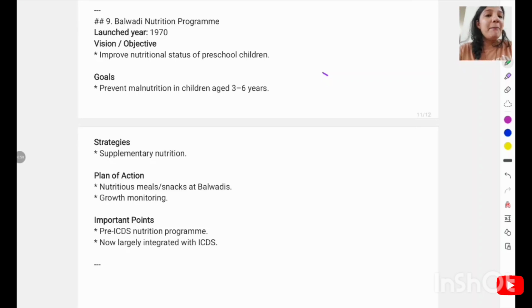The goal is to prevent malnutrition in children aged 3 to 6 years. Strategy is supplementary nutrition. Plan of action is nutritional milk or snacks at Balwadis, and growth monitoring. Important point is that it was the pre-ICDS nutrition program, and now it is integrated with ICDS.